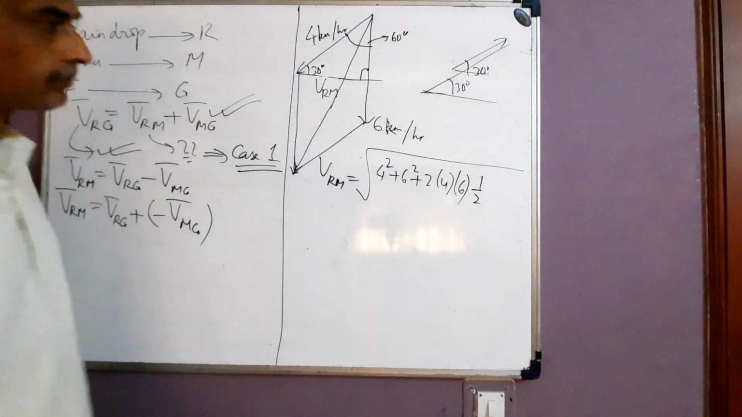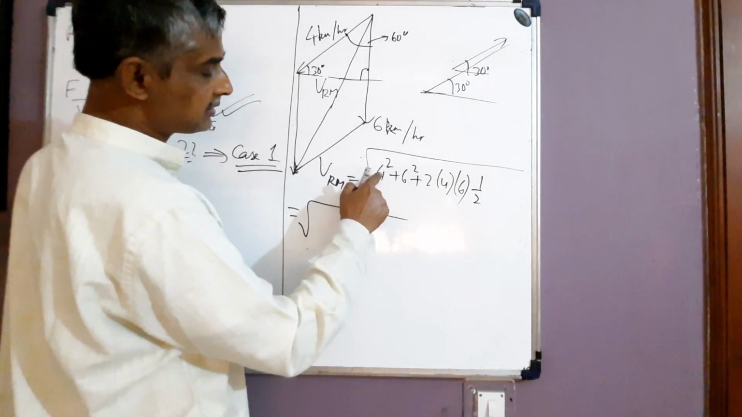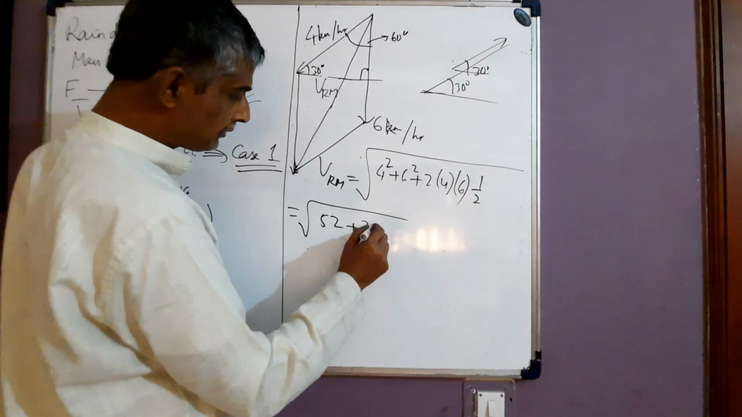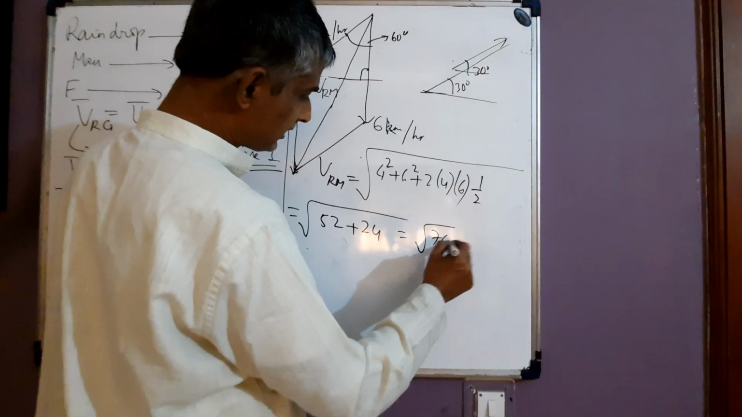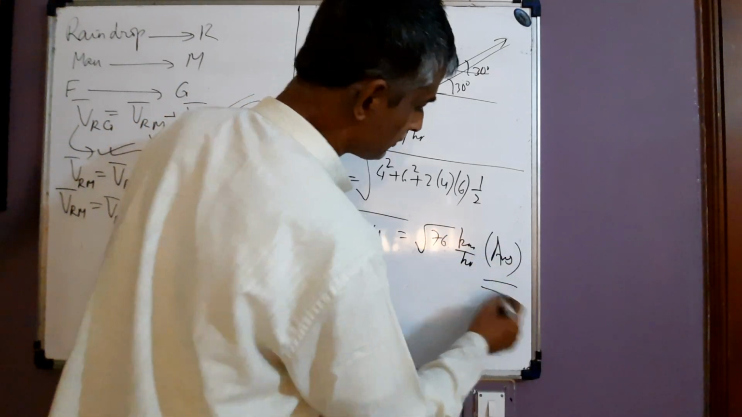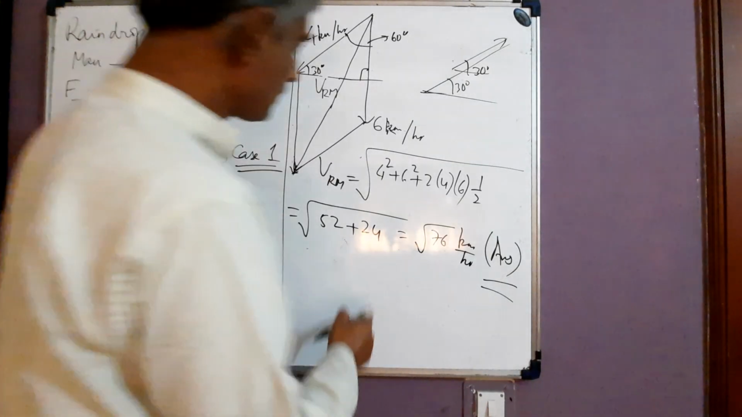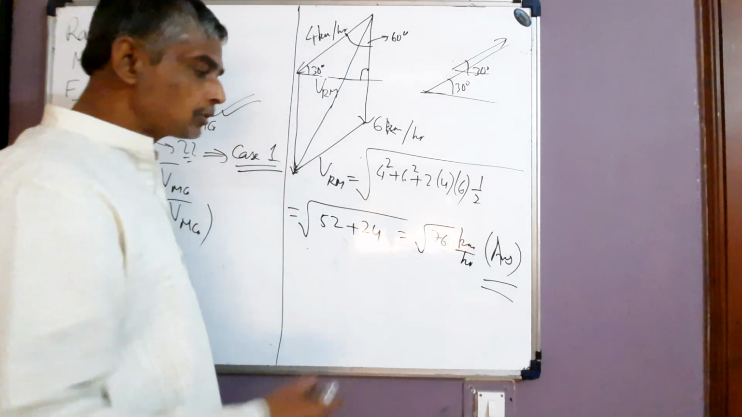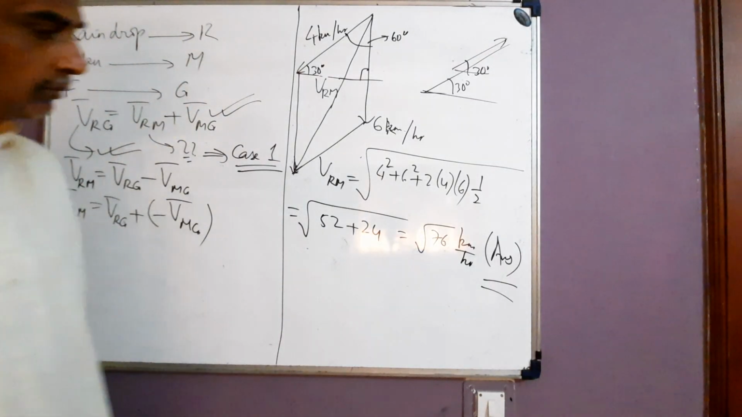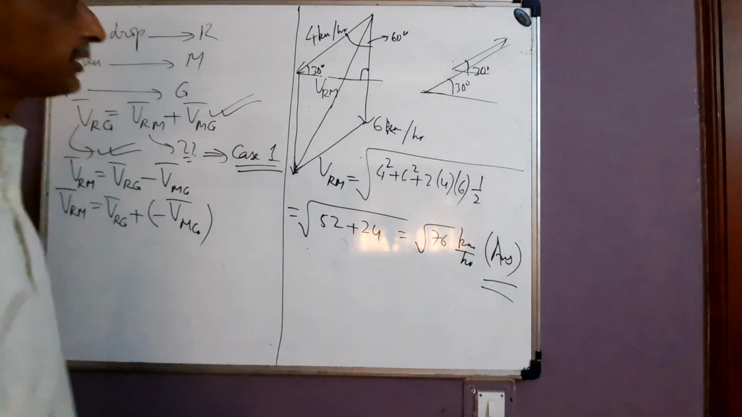Is it clear what I have said? So VRM becomes root under 36 plus 16 plus 24, that is 76, so root 76 km per hour. This is the answer to the first part of the question. The speed of raindrop as seen by the person will be root 76 km per hour. Alright, one answer has been obtained.